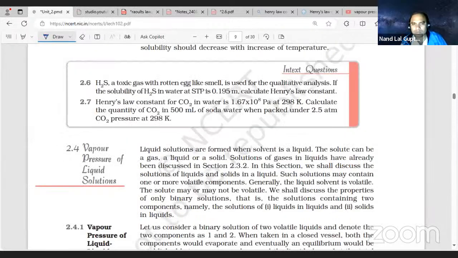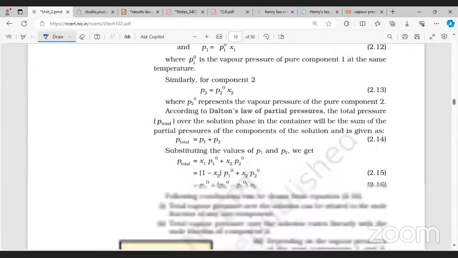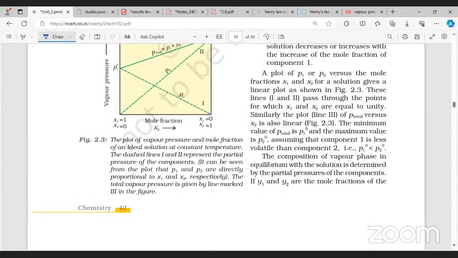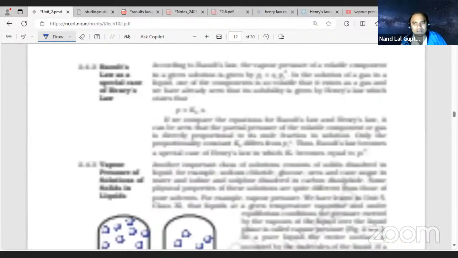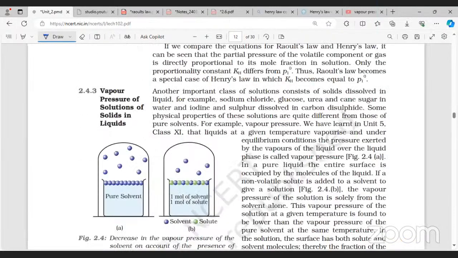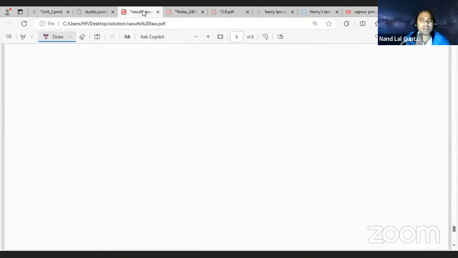Sir, from what book are you teaching this one, sir? I don't know, sir. If you teach from NCERT, that would be better, because I have the NCERT. That is NCERT only. Sir, not this one, sir, the previous one. So the previous one is the question. Where will you get the question? Previous year questions.